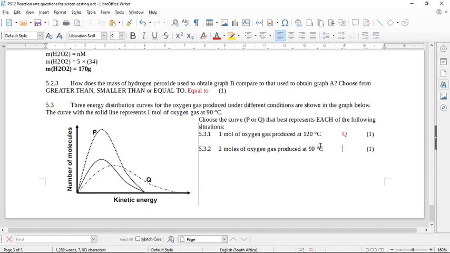2 moles of oxygen gas produced at 90. If the temperature is the same, the peak is at the same kinetic energy. This one has to be P. And I do believe we are done with this question.